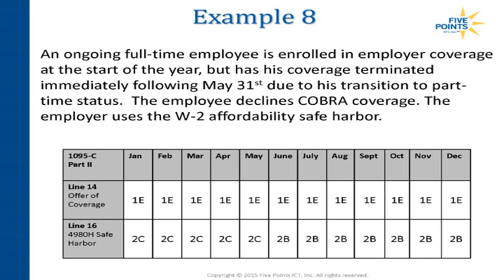I continue to use 1E or 1A or whatever it is that you use on the top end. I'll use that every month because they're still an employee. You just have to memorize it. Doesn't make sense. You read through these codes, you're not going to find it. Down below, same thing, 2C for the months they were covered. 2B, not a full-time employee, the months they were moved to transition to part-time.